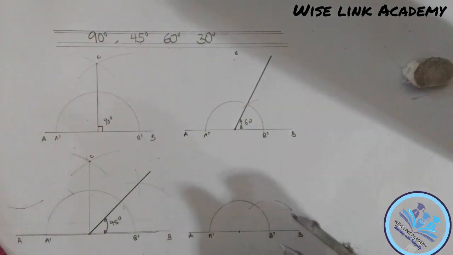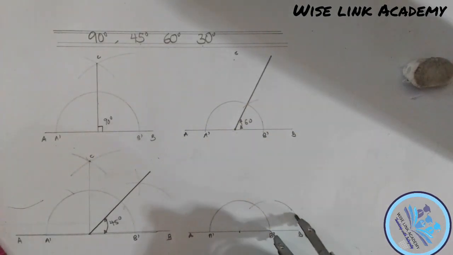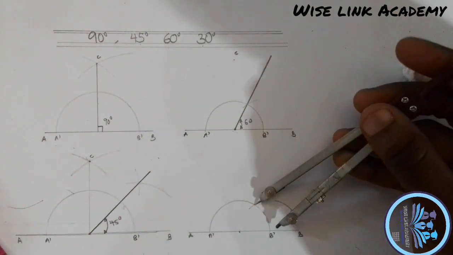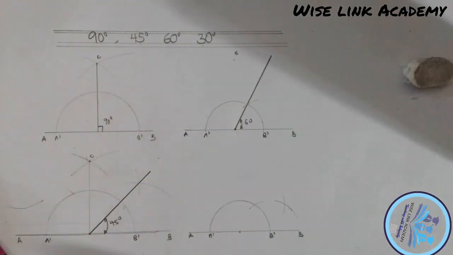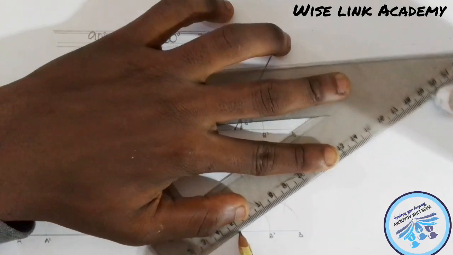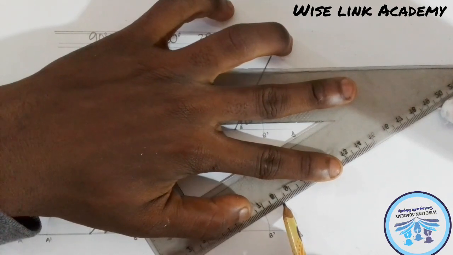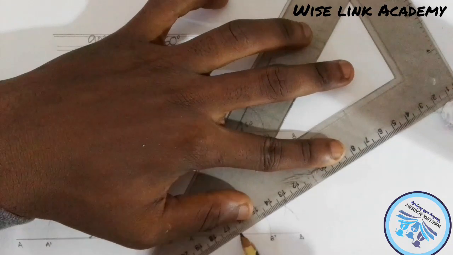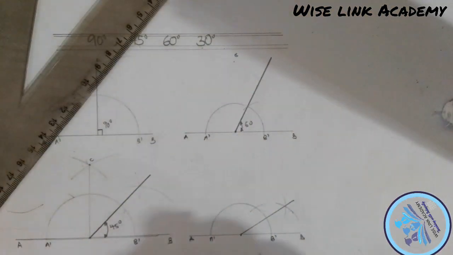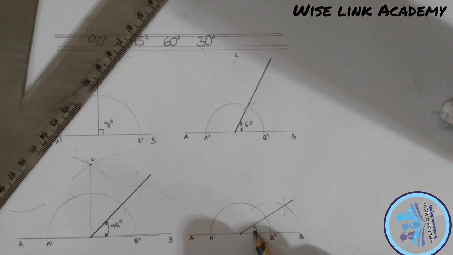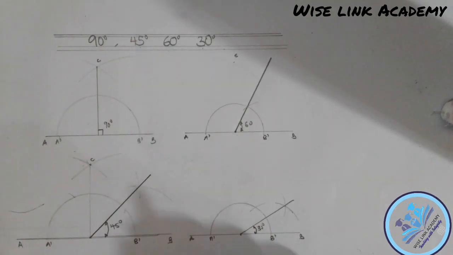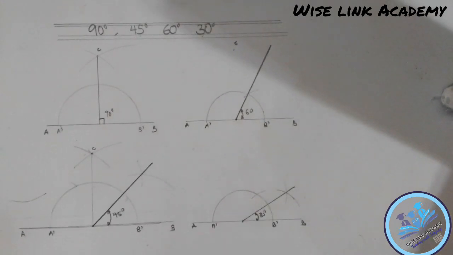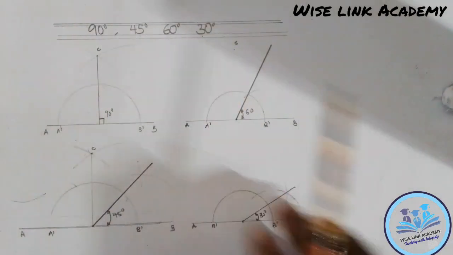I'll strike an arc here, this way, strike an arc this way, come to this point here, strike an arc this way. So if I now draw a straight line connecting this point and that point here, I'll have my 30 degrees automatically. So from this point here to this point is 30 degrees. So we have successfully constructed what you have seen here.